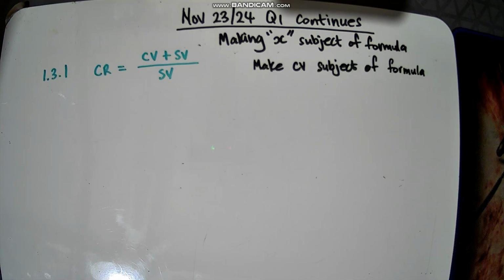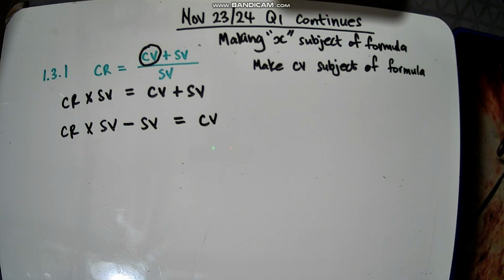So in this question, it says make CV the subject of the formula. So first thing I'd want to do is multiply both sides by SV to get rid of SV in the denominator. Or in other words, because I'm dividing by SV, multiply the opposite side by SV, which means the same thing as multiplying both sides by SV. The next step would be to get rid of SV on the right hand side and subtract SV on both sides.